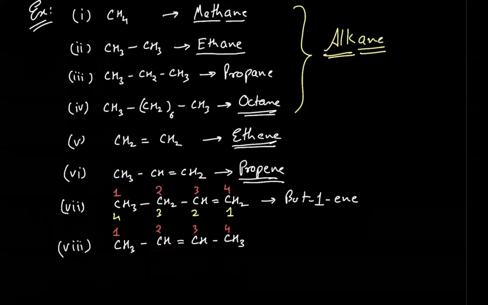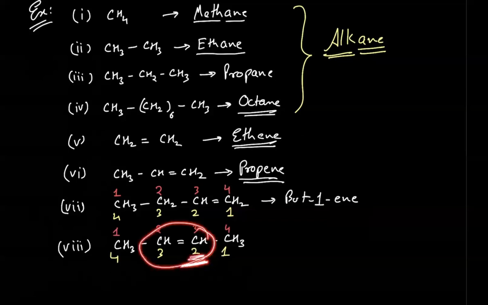If you number it from the bottom, 1, 2, 3, 4, the double bonded carbon is still at number 2. So either way you do the numbering, you are doing it correct. You just need to remember that the double bond comes at the second carbon.